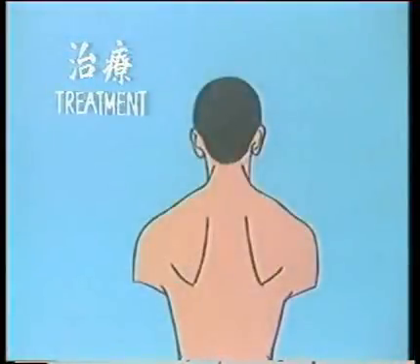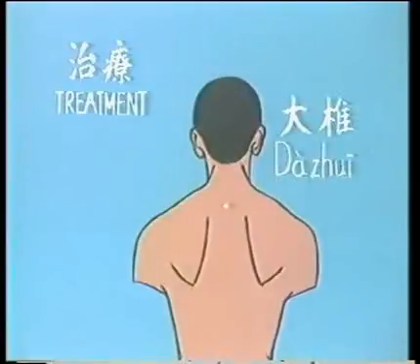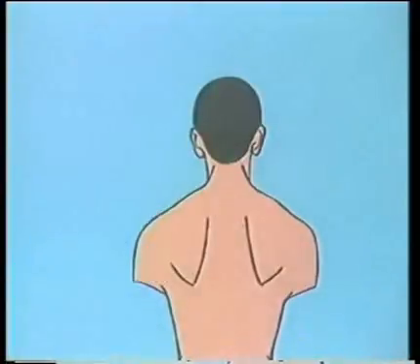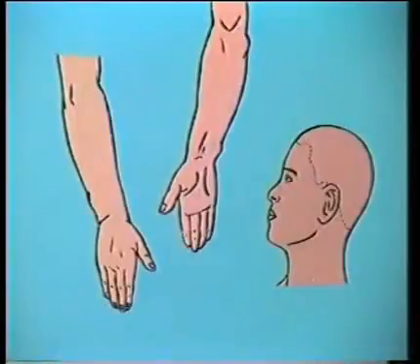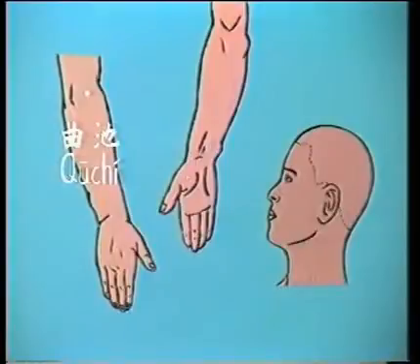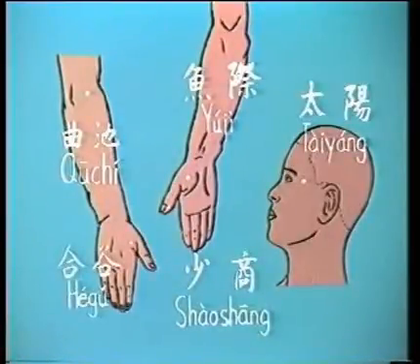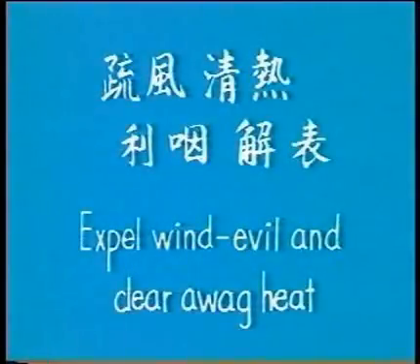Treatment. Puncture Dazhui, Du 14, Fengmen, Bladder 12, Quchi, Large Intestine 11, Yuji, Lung 10, Shaoshang, Lung 11, Hegu, Large Intestine 4, and Taiyang, extra point. This prescription can disperse wind and heat and relieve the exterior and sore throat.